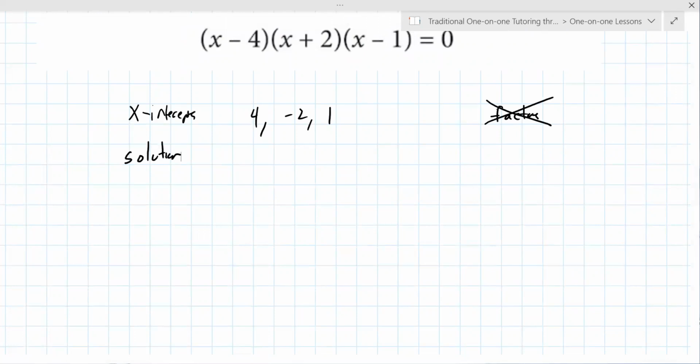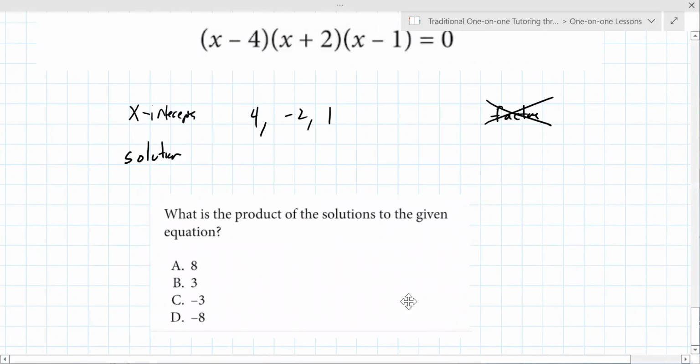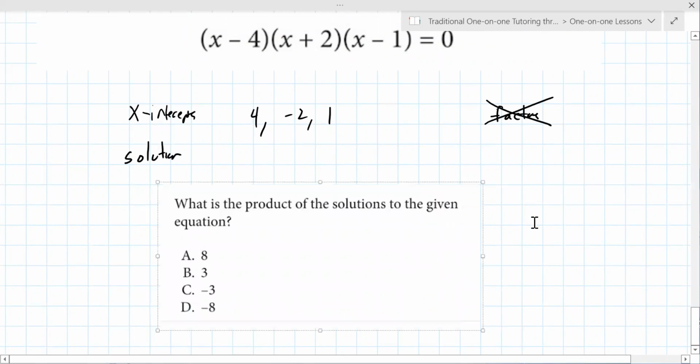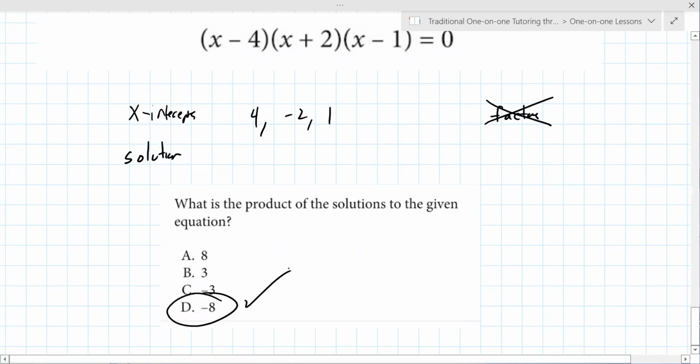All right, now I'll put in the rest of the question here. So why is he saying that? Well, here we go. What is the product of the solutions to the given equation? Letter D. Yes, very good.